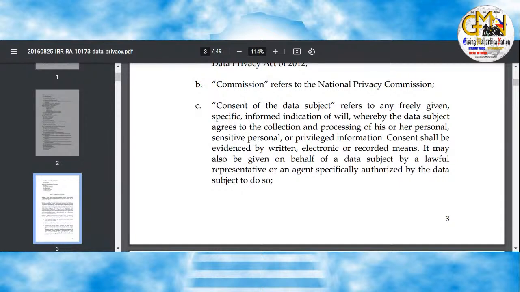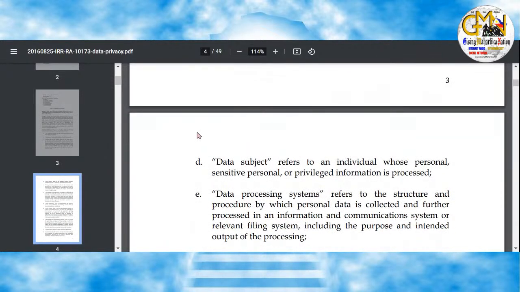Consent of the data subject refers to any freely given, specific, informed indication of will whereby the data subject agrees to the collection and processing of his or her personal, sensitive personal, or privileged information. Consent shall be evidenced by written, electronic, or recorded means. It may also be given on behalf of a data subject by a lawful representative or an agent specifically authorized by the data subject to do so. Letter D. Data subject refers to an individual whose personal, sensitive personal, or privileged information is processed.